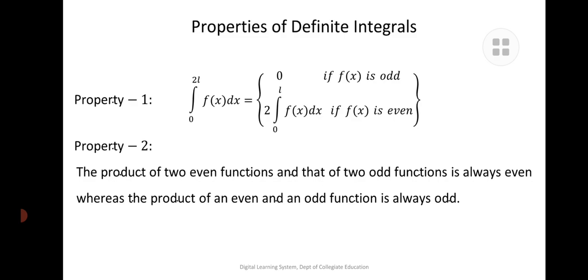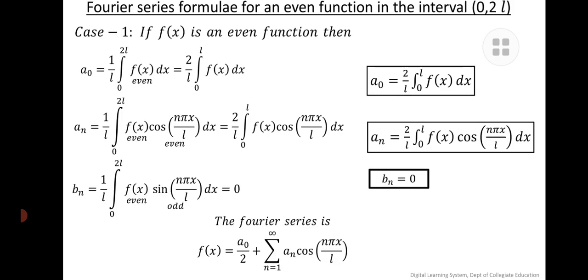The second property of the definite integral: the product of two even functions, and that of two odd functions, is even, whereas the product of one even and one odd function is always odd.